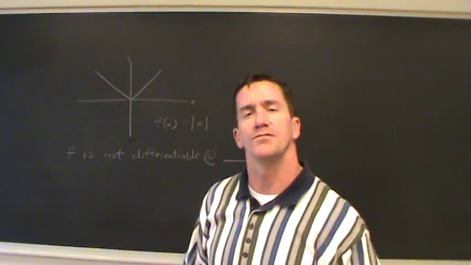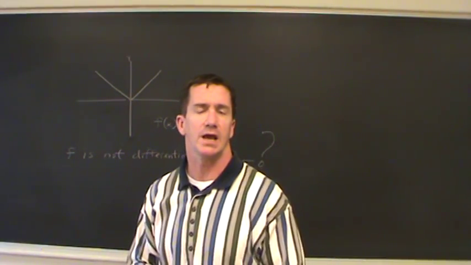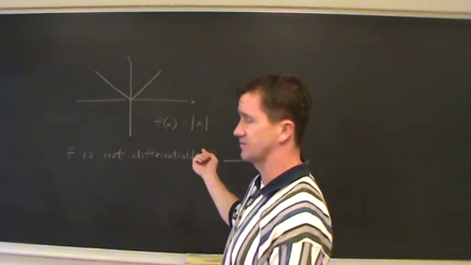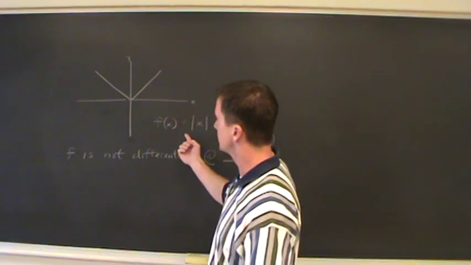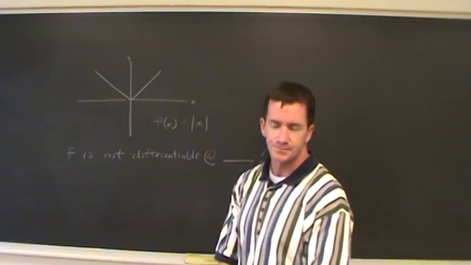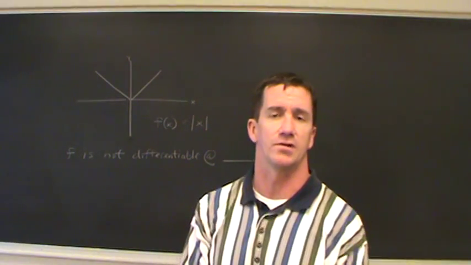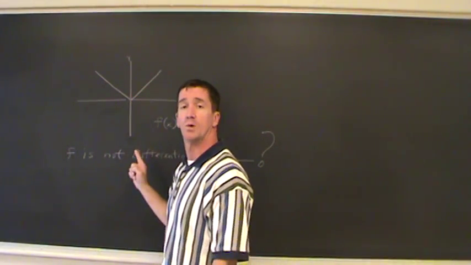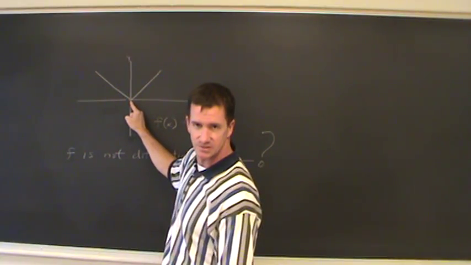Everyone, we're going to talk about differentiability of functions, and we're also going to get into graphing the derivatives of functions. So we're going to start with this famous function, the absolute value function. And the question is, where is this function differentiable? More so, where is this function not differentiable? This function is differentiable everywhere except for one location, at x equal to 0.